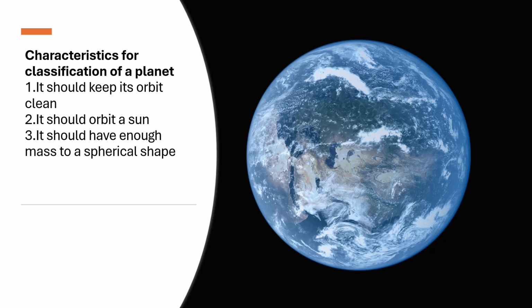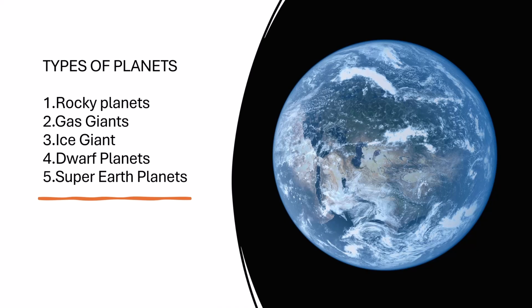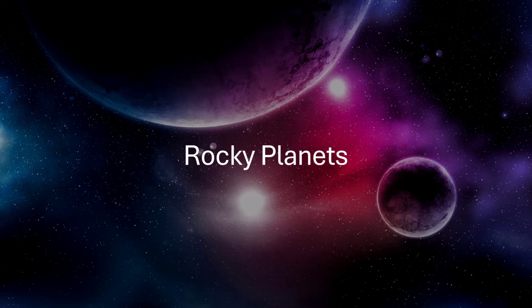It should keep its orbit clean. It should orbit a sun. Three, it should have enough mass to attain a spherical shape. We will discuss each characteristic one by one. Now, what are the types of planet? There are five main types of planet: rocky planets, gas giants, ice giants, dwarf planets, and super Earth planets. We will discuss each.